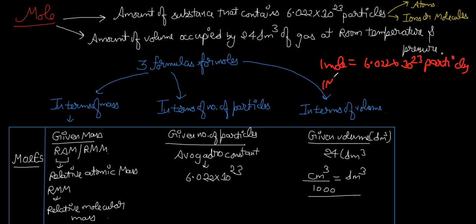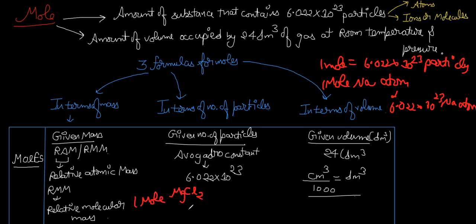If I'm saying 1 mole Na atoms, it means 6.022 into 10 to the power 23 Na atoms. If I'm saying 1 mole MgCl2, it means 6.022 into 10 to the power 23 molecules of MgCl2. This is what 1 mole means.